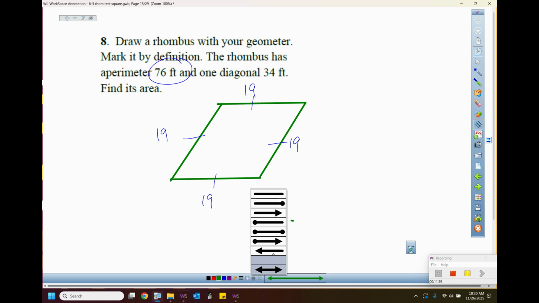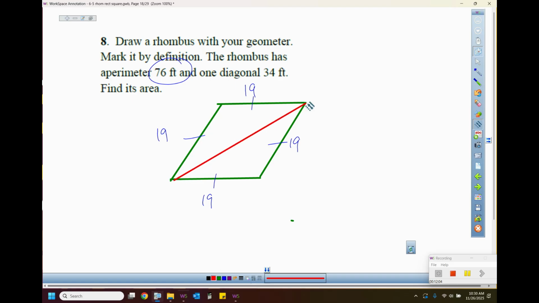Then it says one diagonal is 34. So we'll draw that in. It doesn't really matter which one. So it's going to be 34. It says find its area. Whoa. If we go to the yellow card, I don't have the formula for area of a rhombus, so I could do parallelogram where area equals base times height. The problem is I don't have a height, right? The height would have to be the perpendicular distance between the bases, so no good there. I could do area of a kite, but I need both diagonals.